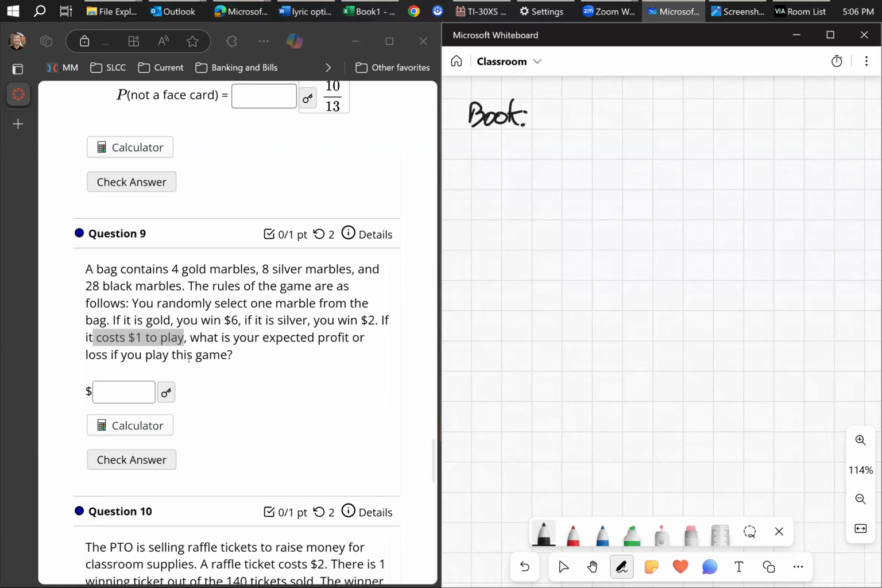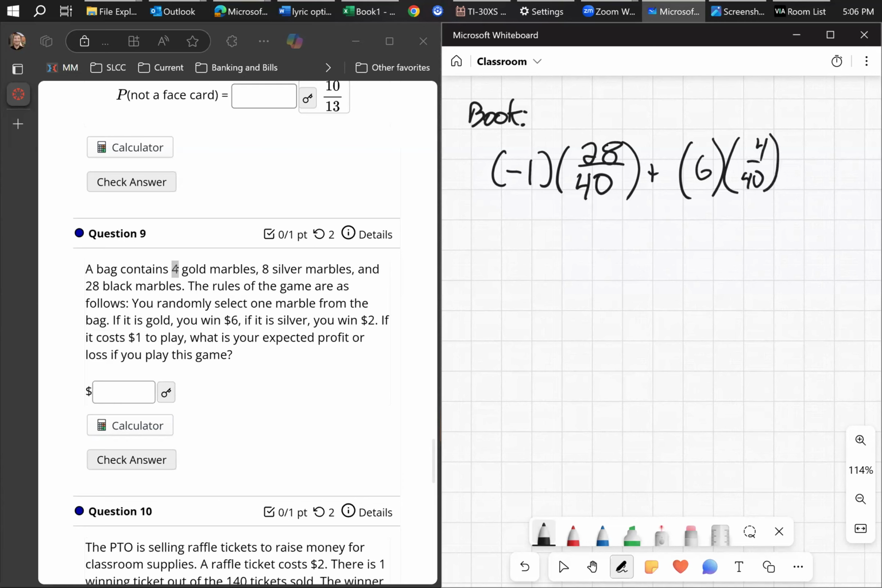Your expected profit or loss, this is a formula that will be given on the test, is the value to you. So you lose $1 every time you get a black marble. 28 out of, how many total are there? 28 plus 8 is 36, plus 4 more is 40. 28 out of 40 times, you're going to lose your $1. But you might get a gold, and that's $6 winning. And gold, there's 4 out of the 40. But wait, you don't win $6.